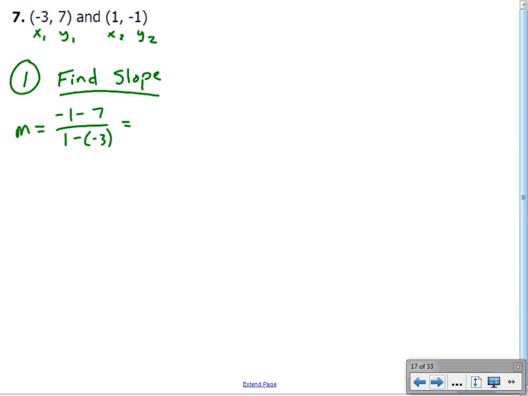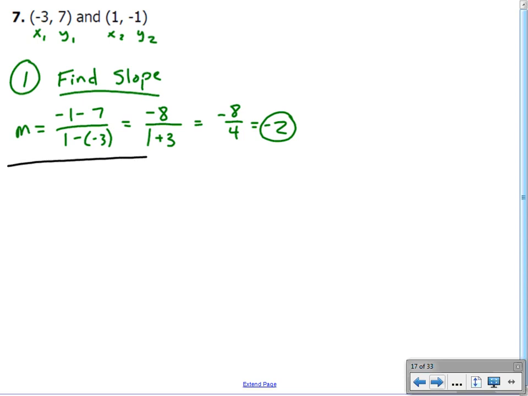We simplify. So negative 1 minus 7 is negative 8. 1 minus a negative 3 is really the same as 1 plus 3. So we get negative 8 over 4, and if we divide, we find that our slope is really negative 2.